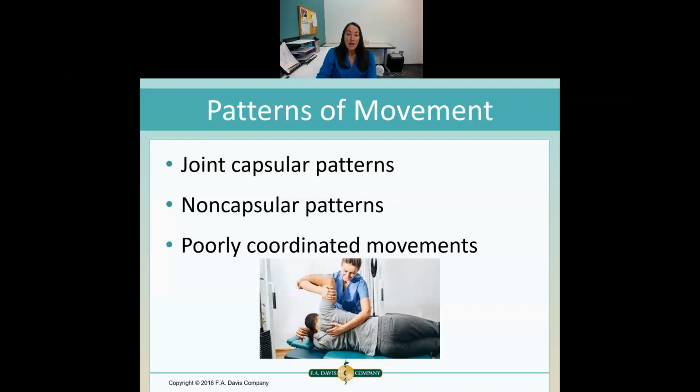And then just look at the coordination of movement and what all they bring into a movement. If they're moving an arm and they can't move it without also moving their trunk or moving their head or whatnot, paying attention to that to get ideas of kind of how you need to treat that patient as well.